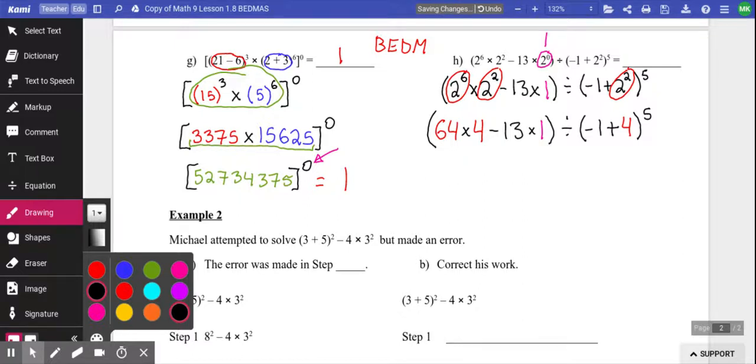That's what my equation looks like after I've calculated all the exponents.